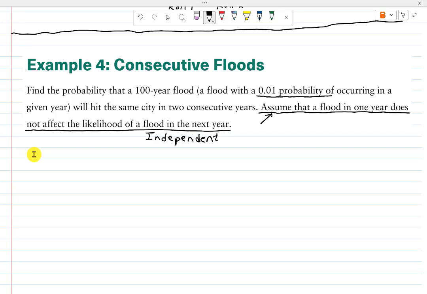So with that then, let's take a look at a flood occurring in 2 consecutive years. So we can have the first year, we want a flood, and the second year, a flood. So the first year, it's 0.01 times 0.01 again, and I think you'll find that that's 0.0001.